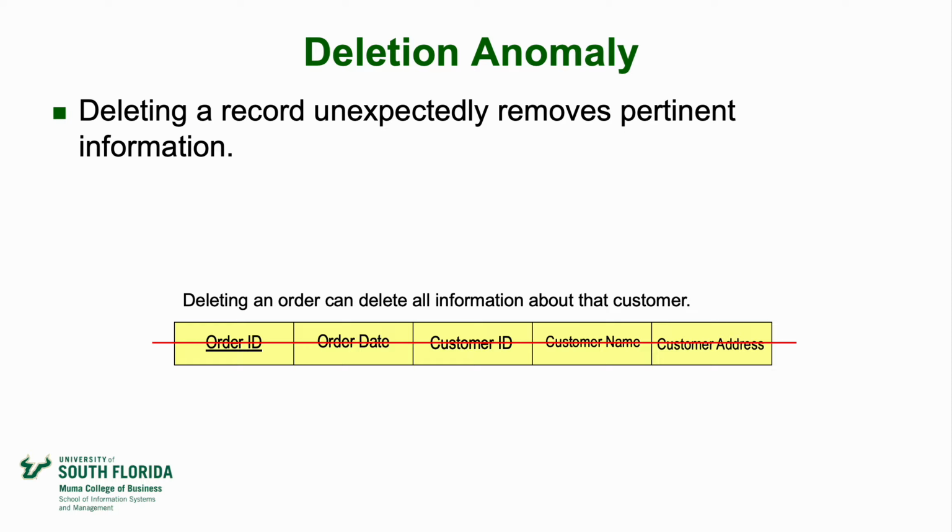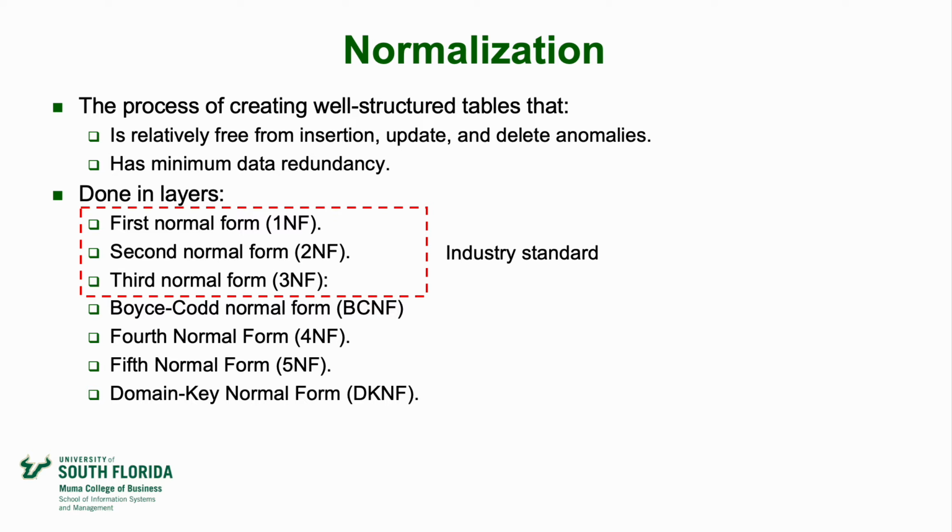Deletion anomalies occur when the deletion of a record results in the loss of pertinent information. For example, assume that the customer has placed only one order. If for some reason we want to delete this order, we also lose information about that customer. So, normalization, as we said, is the process of creating well-structured tables that are relatively free from insertion, update and deletion anomalies and which have minimum data redundancy.